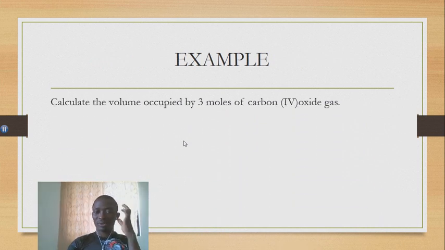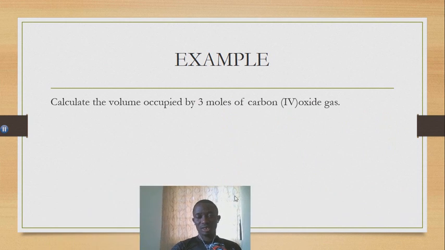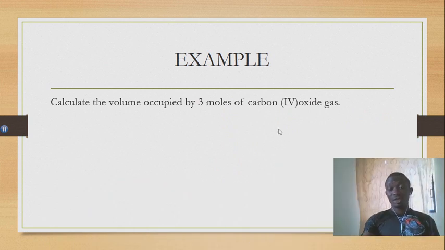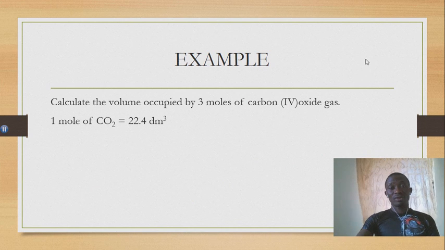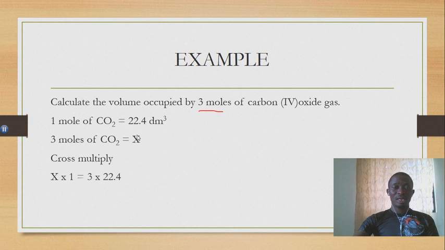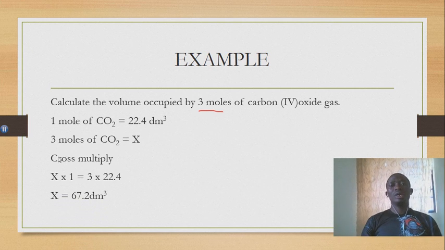So let's look at how this is applied. A good example is this. Calculate the volume occupied by 3 moles of carbon(IV) oxide. This is a very straightforward question, very simple. So if 1 mole of carbon(IV) oxide occupies 22.4 dm³, I will just come back to the question and say the 3 moles of CO2 will be occupying X. And by the time I cross multiply, I have X times 1 equals 3 times 22.4, and I have my answer to be 67.2 dm³.